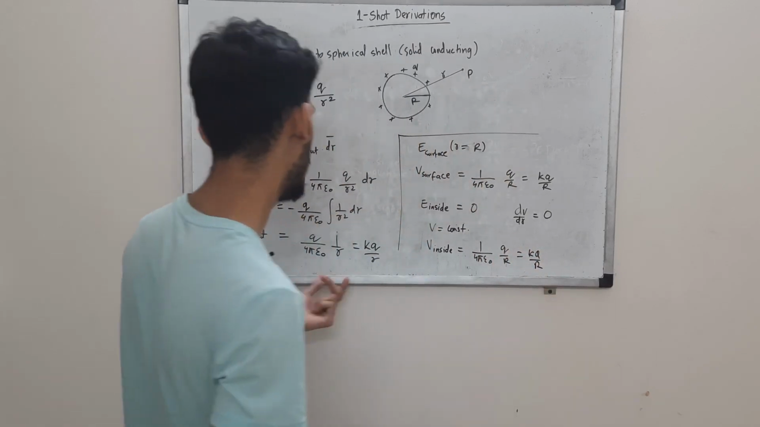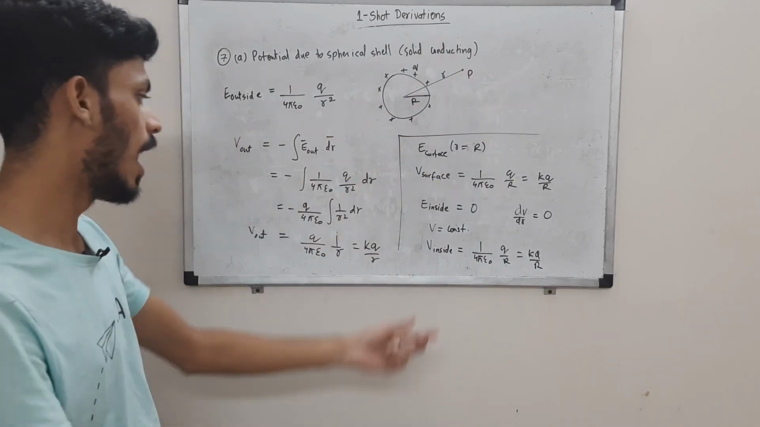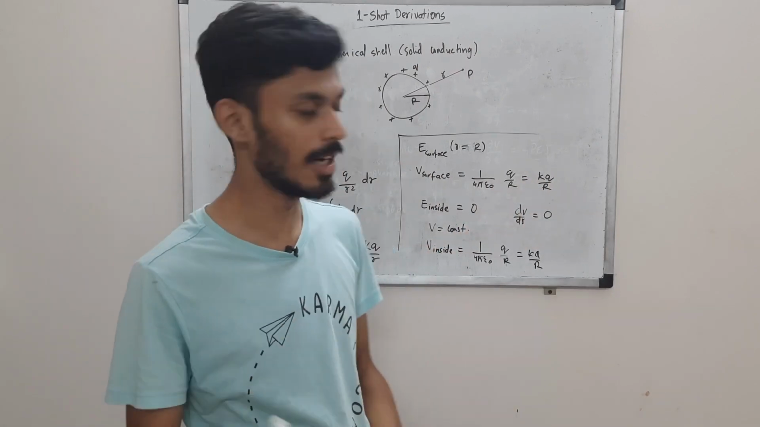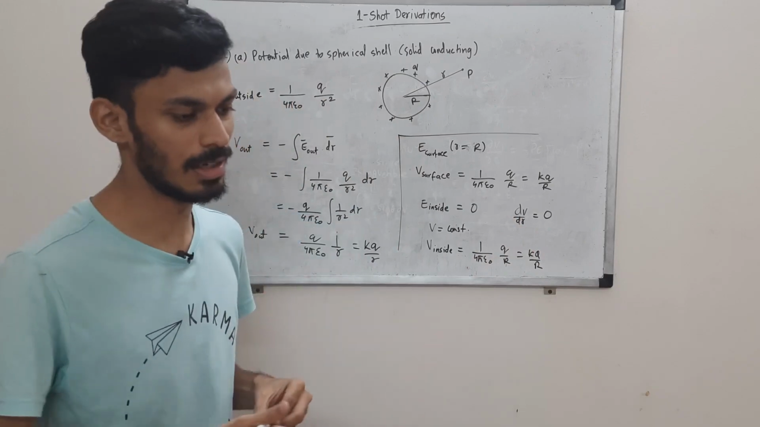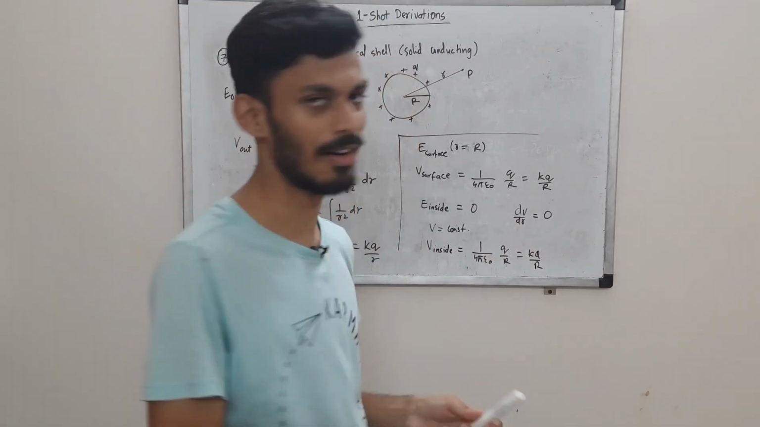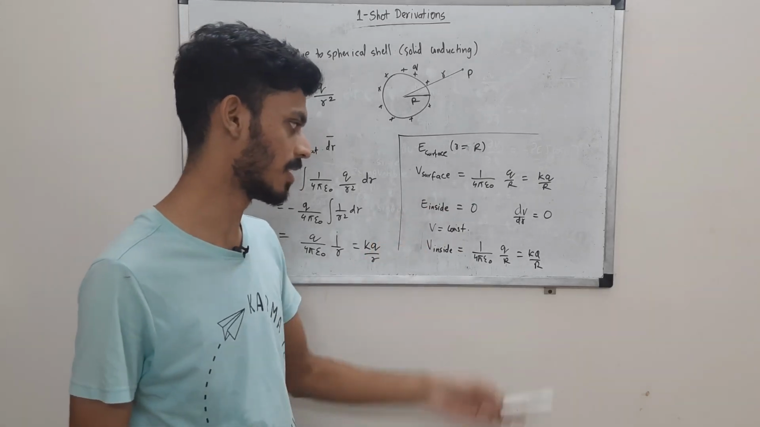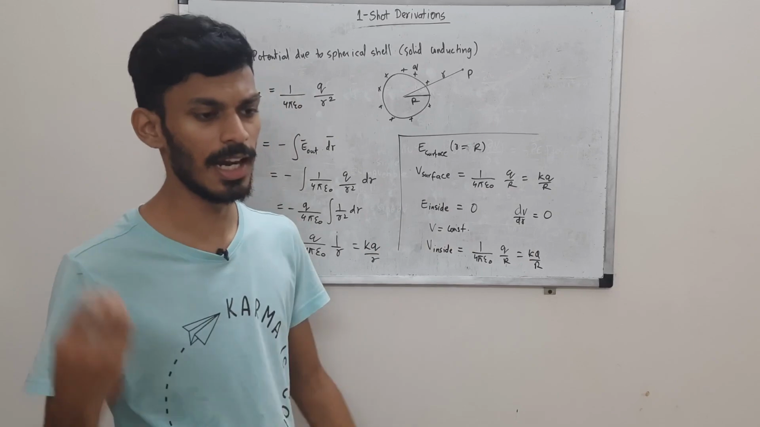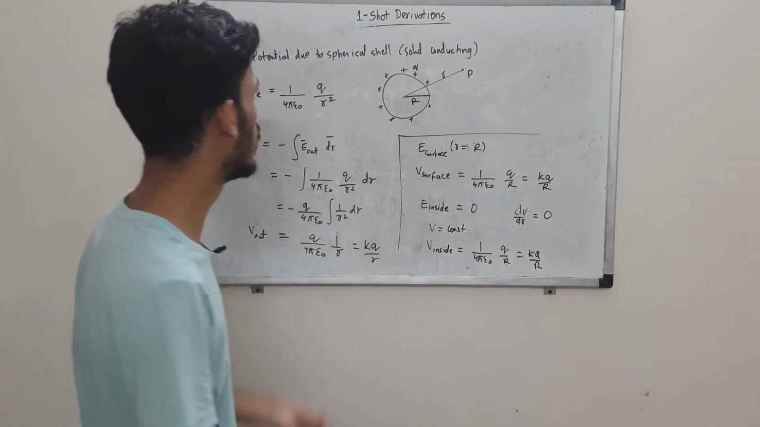Okay, so outside it is k q by small r, where r is the distance from the center, and on the surface it is k q by capital R, where R is the radius, and inside it is also the same because there is no change in your potential. Okay, that's why electric field inside is 0, and the potential remains the same as that of the surface, and that is the maximum value. Okay, these two, basically inside and on the surface, is the maximum value of your potential due to a spherical shell.